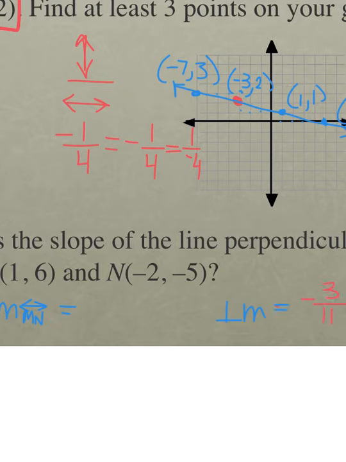All right, here's our perpendicular slope. You should have gotten -3/11 after finding the slope of MN and then taking the opposite reciprocal. Because remember, perpendicular lines have opposite reciprocal slopes. If you did not get that as your answer, make sure to ask your teacher in class.